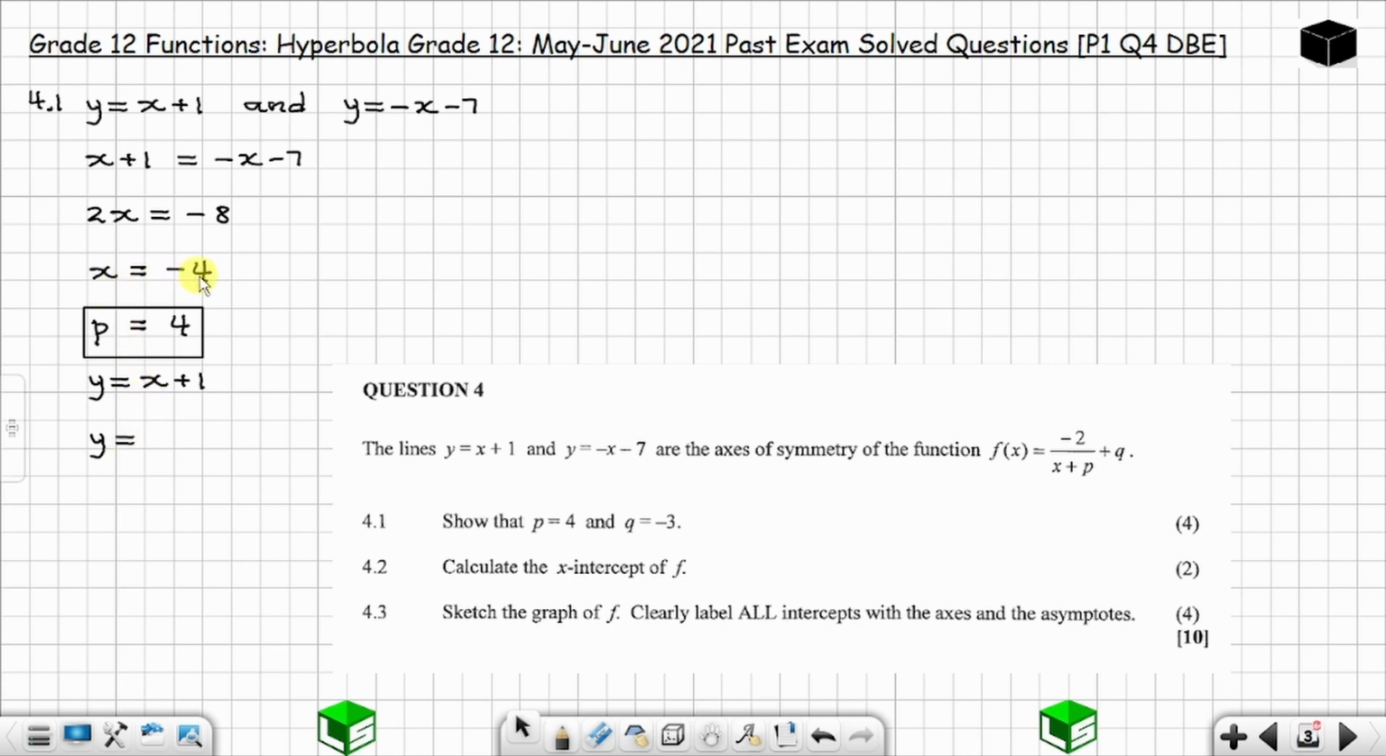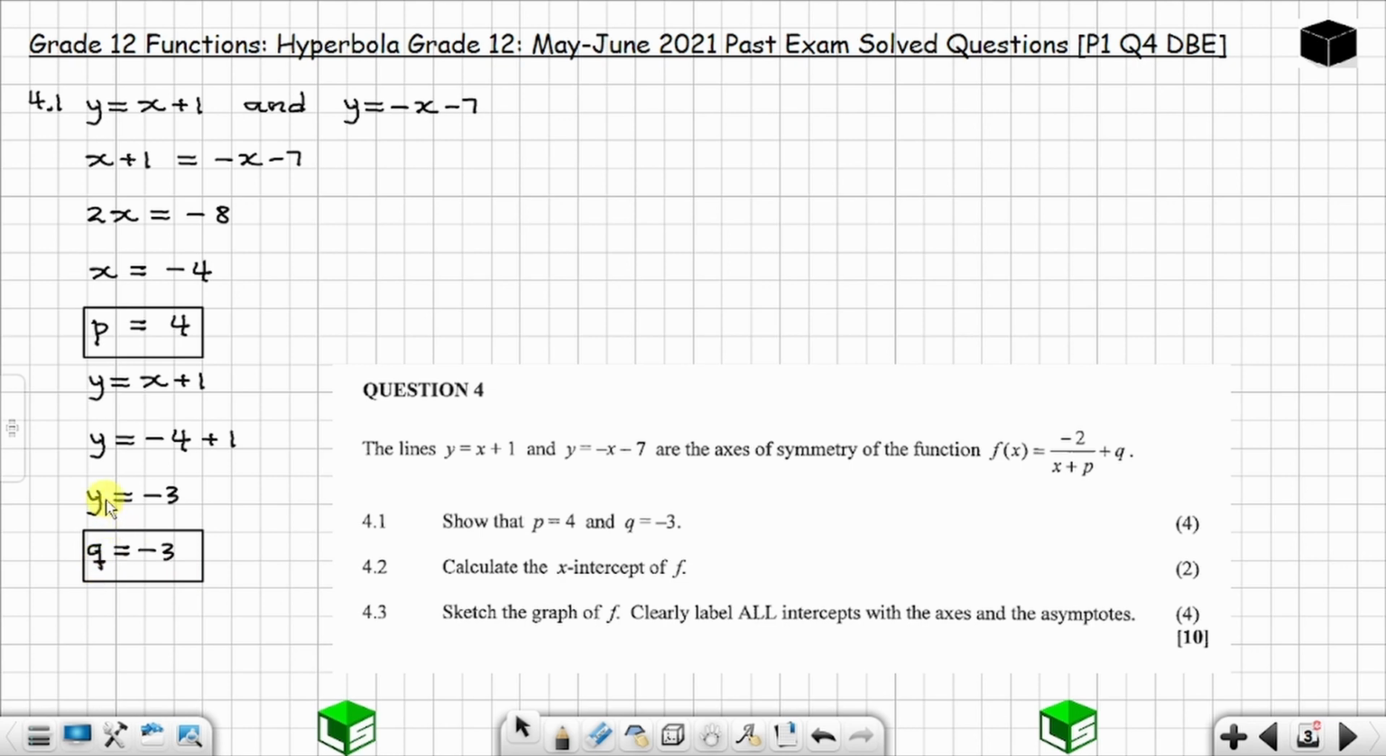Your x is negative 4, right? Plus 1. Okay, and so y is equal to negative 4 plus 1. This is the same as 1 minus 4, which is minus 3. And so you have y is equal to minus 3. From here you know that q is equal to negative 3, right? And so this is your q.